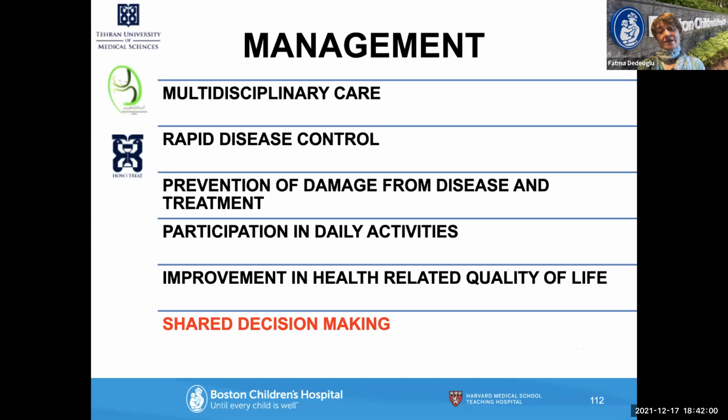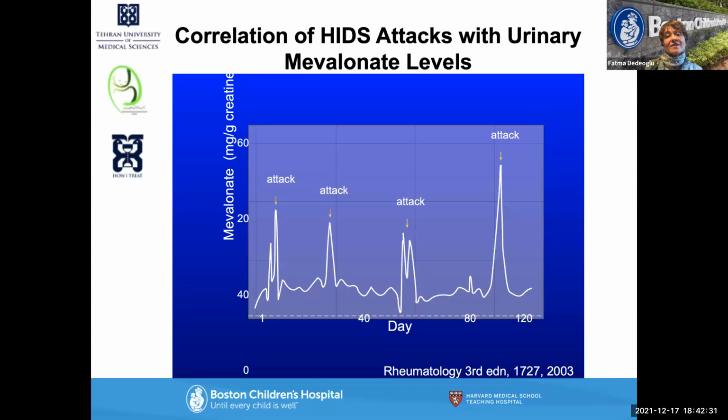And what is important is most of these patients require multidisciplinary care, and rapid disease control can help prevent long-term organ damage. And we need to also try to address their day-to-day living and to improve their health-related quality of life. So it's all shared decision-making together with the families, patients, and all the caring team. So I think I'm going to stop there.